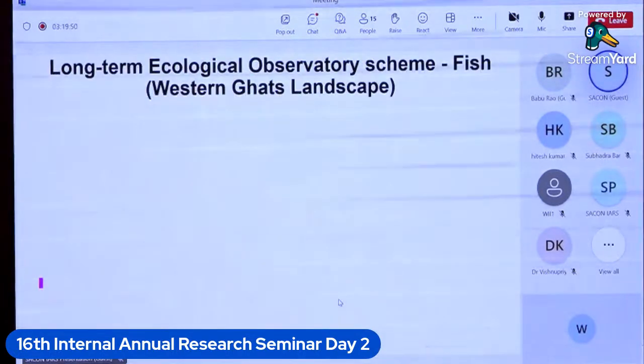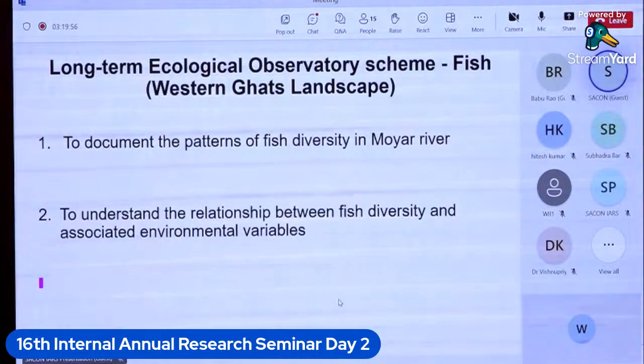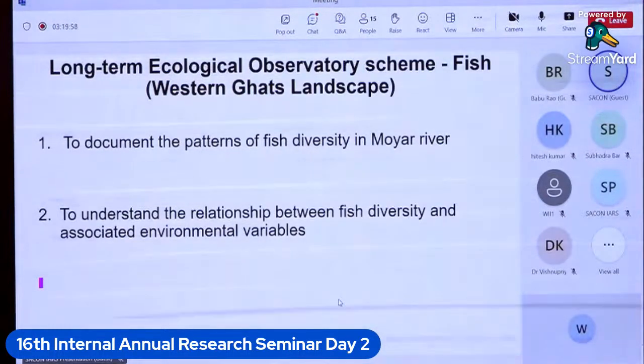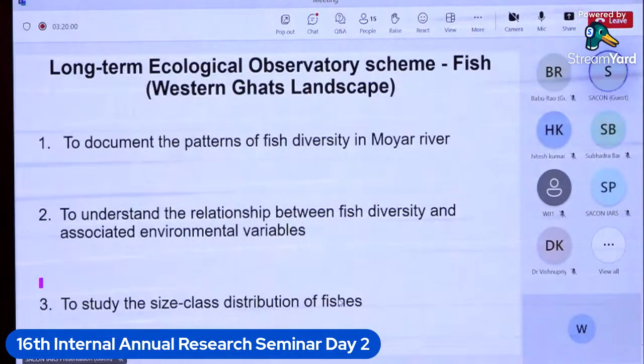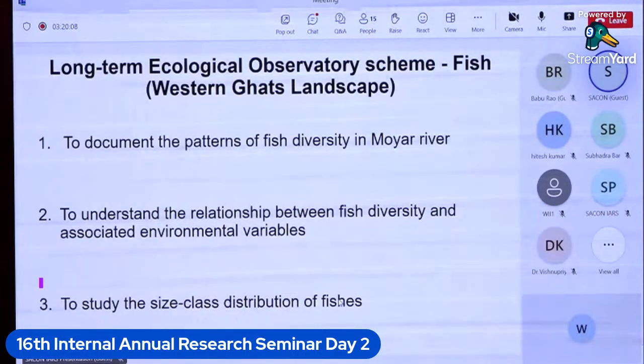So we have conducted this study basically to document the patterns in the diversity and try to understand how the diversity is influenced by different variables. And lastly, we also try to measure the body length of the fishes and see how they are distributed across the river.